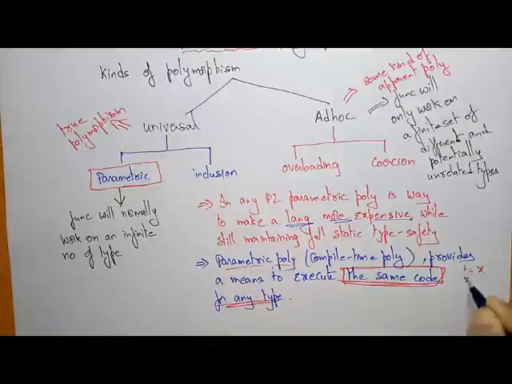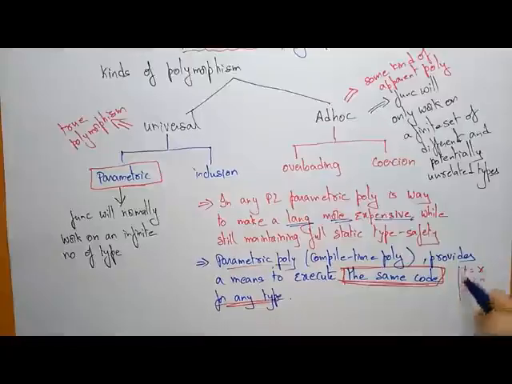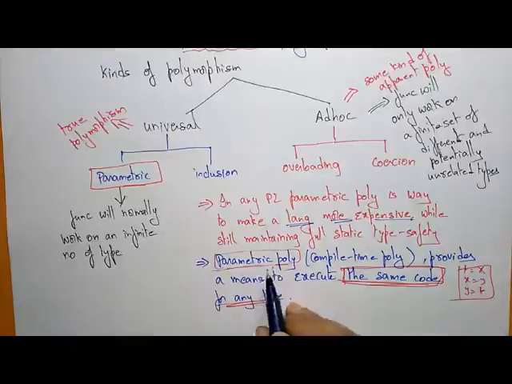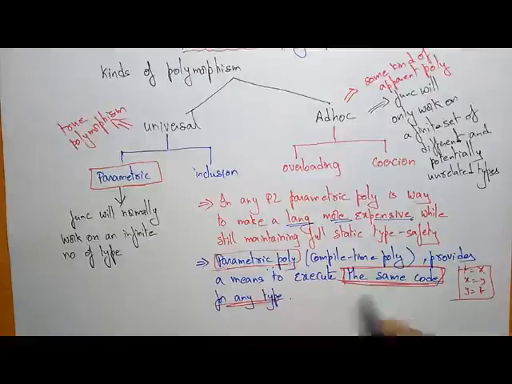T is equal to x, x is equal to y, and y is equal to t, like that. So the swapping here is the same for whatever data type you are taking; the swap code is the same. So in that case we will go for parametric polymorphism. Parametric polymorphism provides a means to execute the same code for any data type. You can take integer, or float, or character. So instead of writing separate functions for each data type, you just use parametric polymorphism.